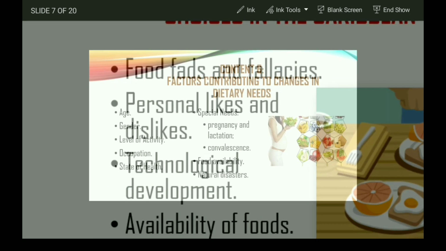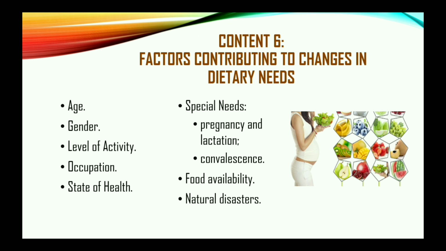Good. Now, let us look at content 6, and you may notice that content 6 is a little similar to content 5, but it is way different. Now, content 6 is looking at factors contributing to changes in dietary needs. Good. So you don't have a choice now. We're not looking at the factors that affect food choice or eating patterns. We're now looking at the factors that contribute to changes, the change that you have to make based on the state of your body, or based on the dietary requirements or the dietary needs that you have.